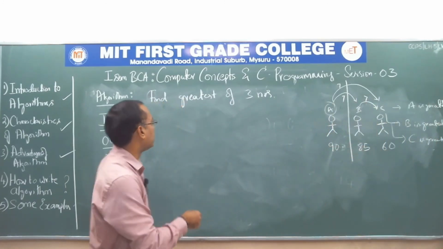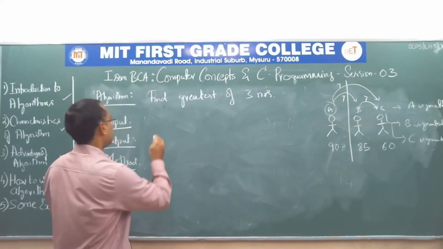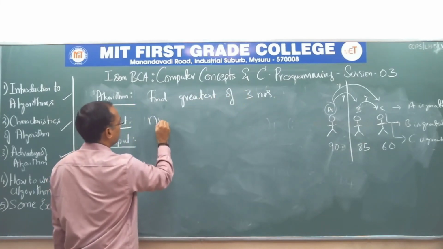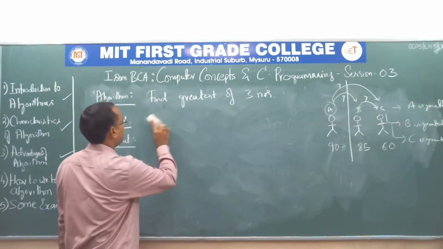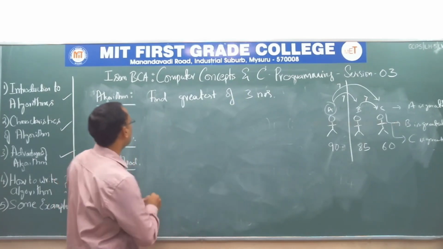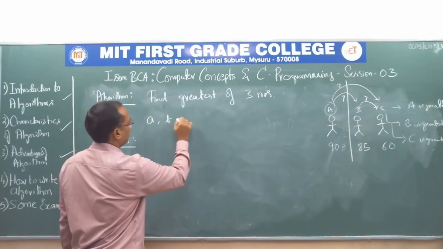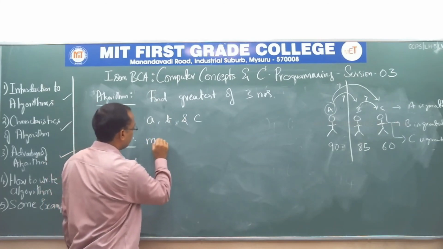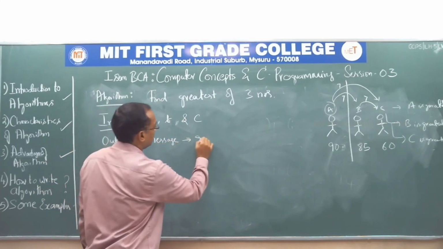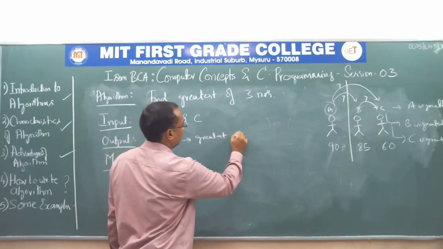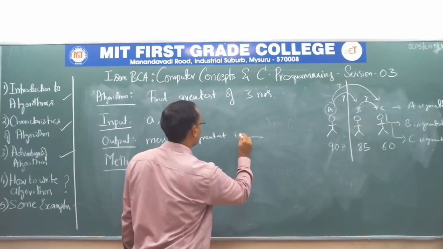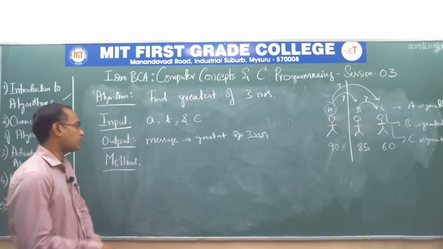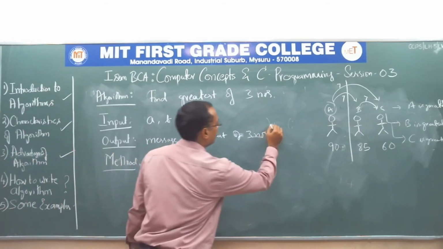So we are going to write down the steps for that. What are the inputs for this? 3 numbers, keep this in mind: 3 numbers, N1, or we can write A, B and C only, since we have taken the same names so that there is no confusion. What is the output? A message which tells the greatest is, dash, the greatest of the 3 inputs. Which is that greatest? That is the greatest number.